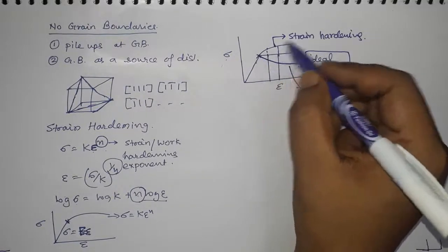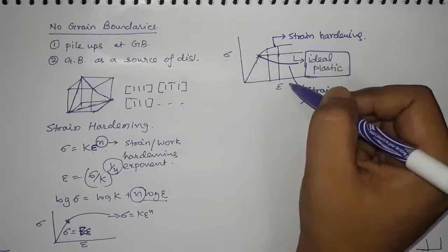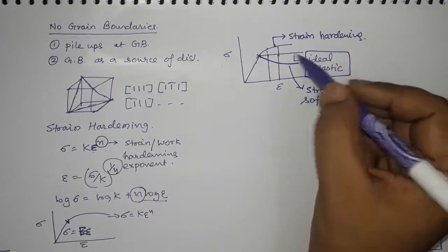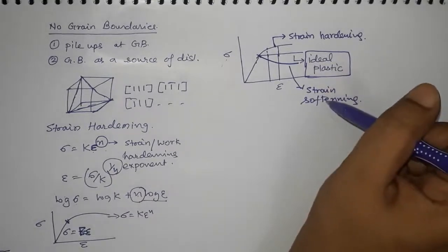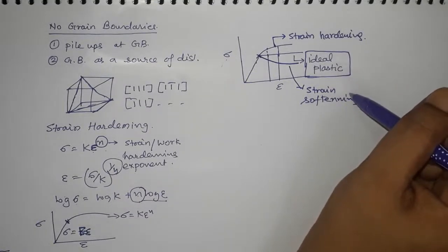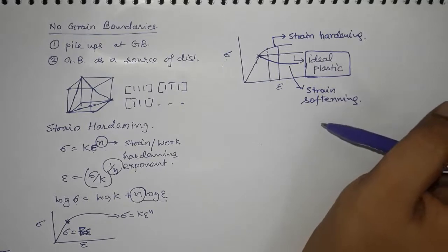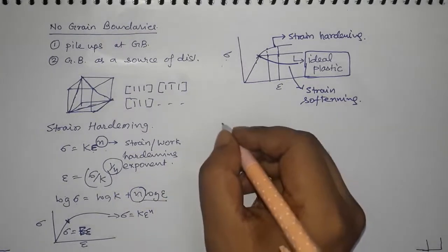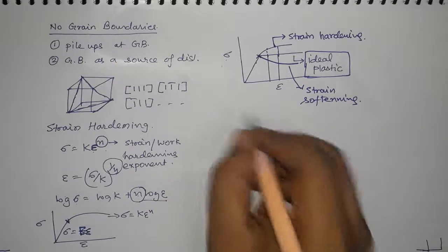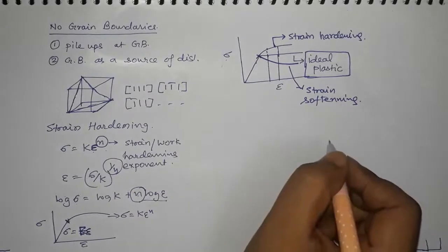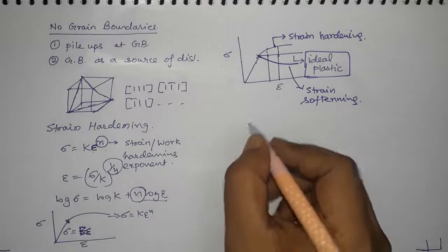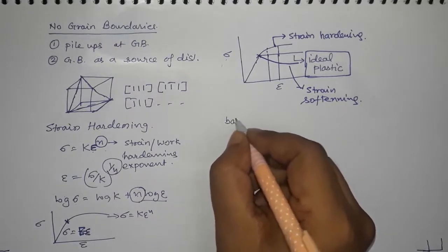We have studied strain hardening type of stress strain curve, which was our type 2 curve, elastic homogeneous plastic. We also studied the strain softening kind of behavior, which we studied in type 5 curve for polymers. Okay, but now we are talking about strain hardening in single crystals. So the first explanation based on dislocations was given in terms of barriers to the dislocations.